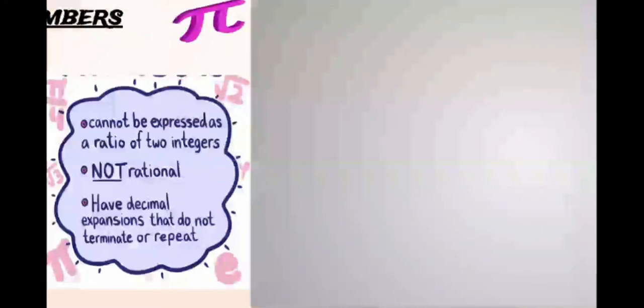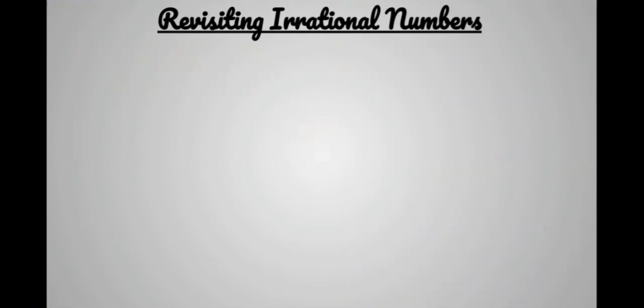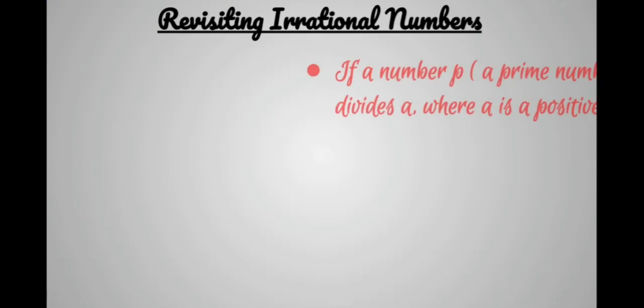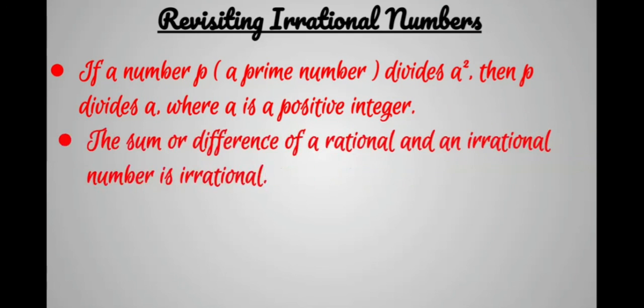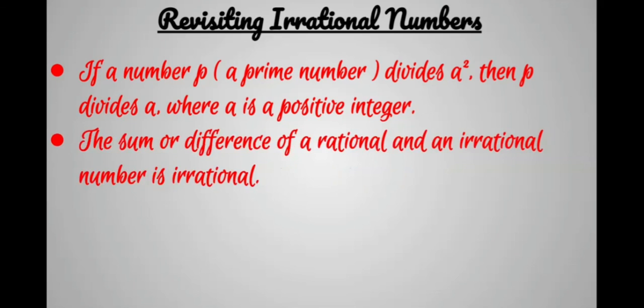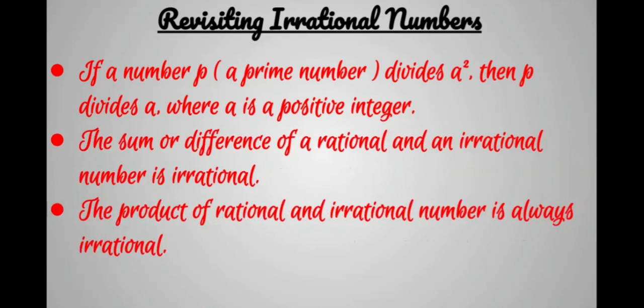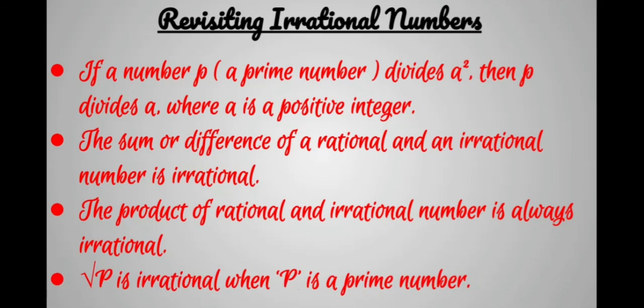Revisiting irrational numbers. If a prime number p divides a square, then p divides a, where a is a positive integer. The sum or difference of a rational and an irrational number is irrational. The product of a rational and an irrational number is always irrational. Root p is irrational when p is a prime number. For example, 7 is a prime number and so root 7 is irrational.